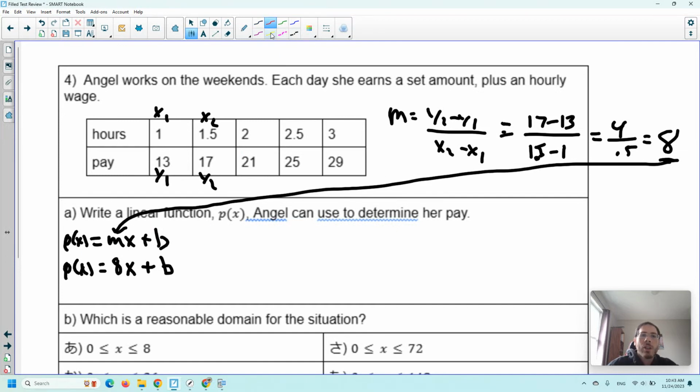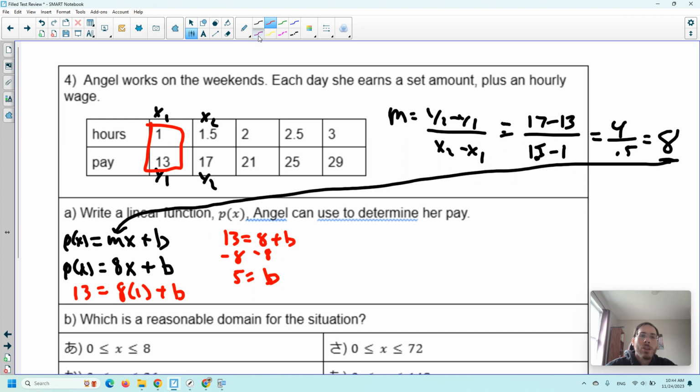And now, just like we did in Unit 2, if we want, we can pick out one point. I'm going to pick this one just because it's the first one. 1's a pretty easy number to work with usually. We'll get 13 equals 8 times 1 plus b. So in that case, I have 13 equals 8 plus b. Subtract 8 from both sides, 5 equals b.